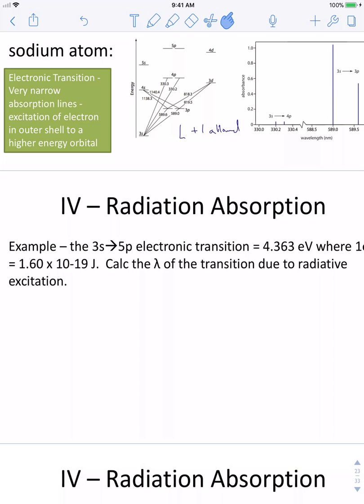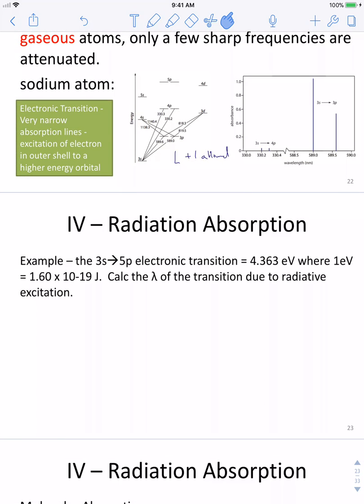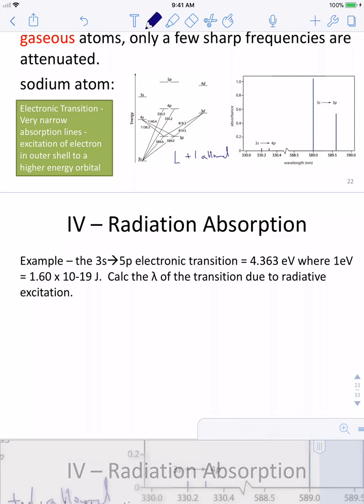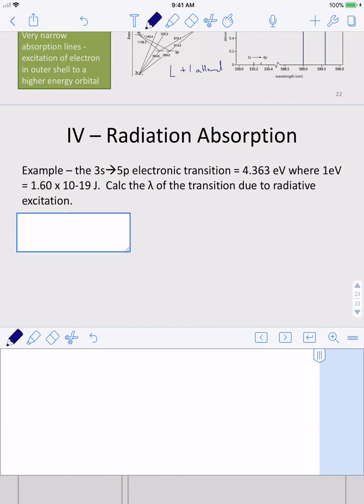So the 3s to 5p electronic transition equals 4.363 electron volts, where 1 electron volt is equivalent to 1.60 times 10 to the negative 19 joules. Calculate the wavelength of the transition due to radiative excitation for a 3s to 5p transition. So pause the video and try it yourself if you'd like, and then follow my calculation.